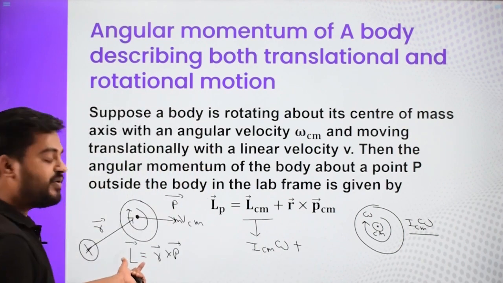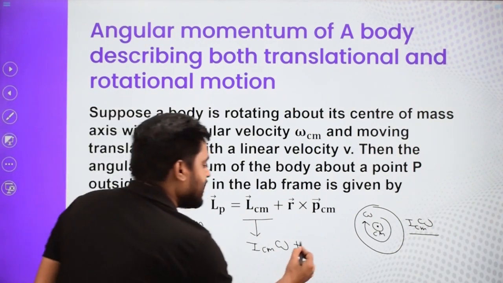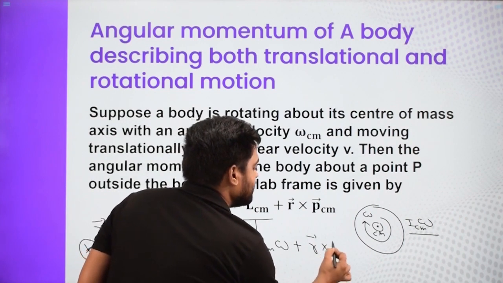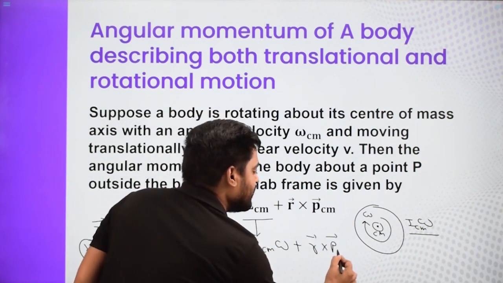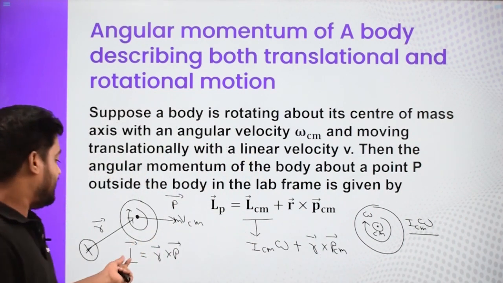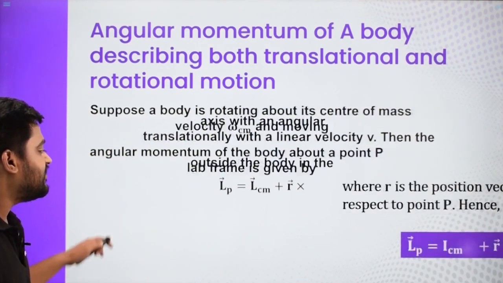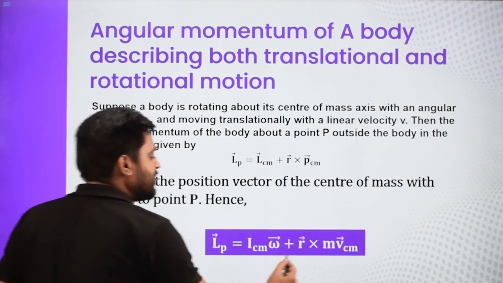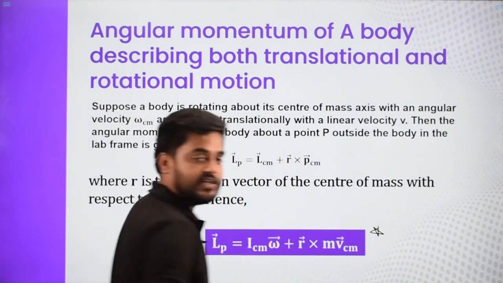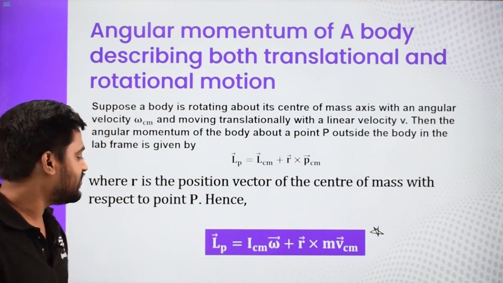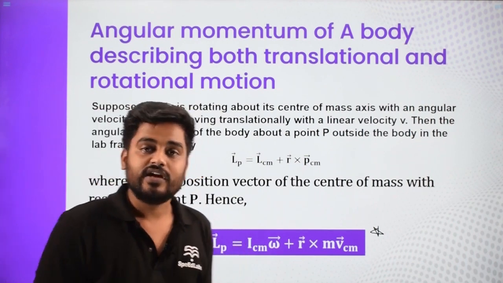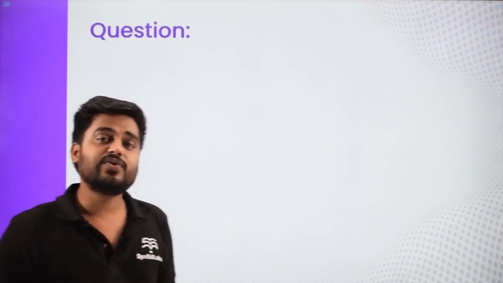Plus this angular momentum, which is nothing but r cross p vector. And which p vector? The linear momentum of its center of mass. So this is the formula which gives you the angular momentum of an object which is doing both: it is rotating and it is translating. So this formula is again important to get the relationship.